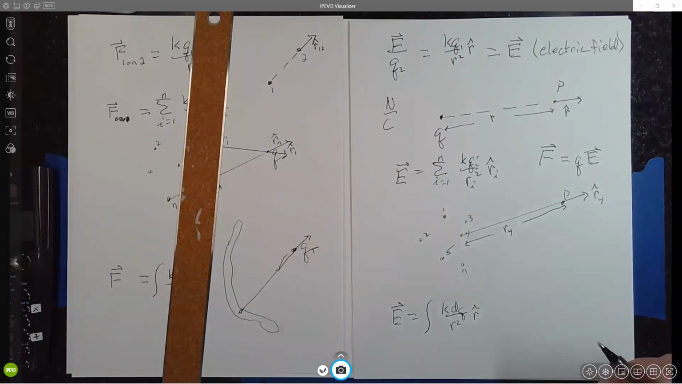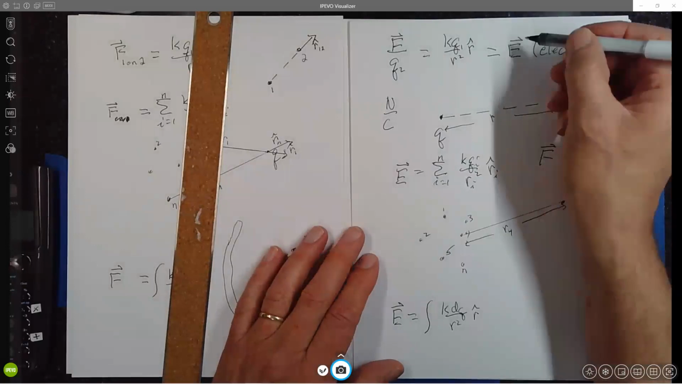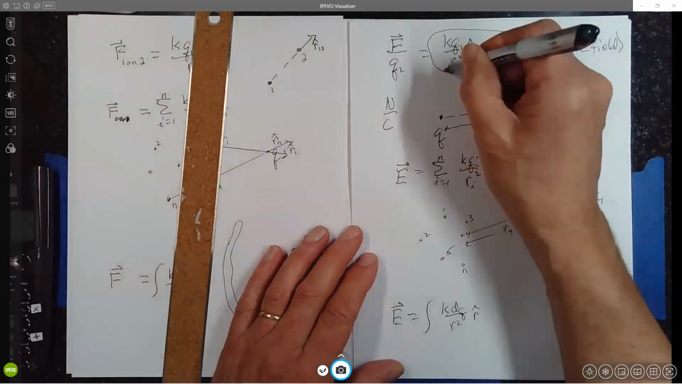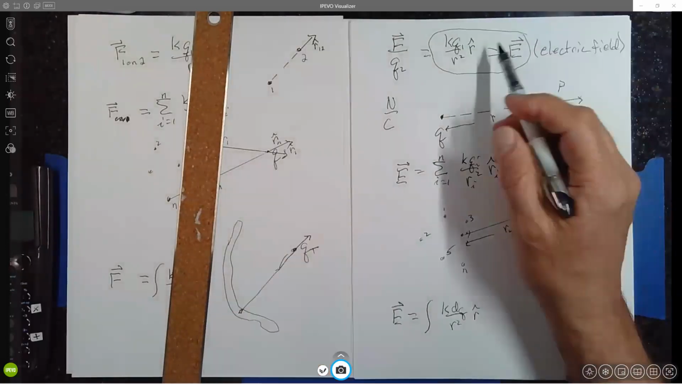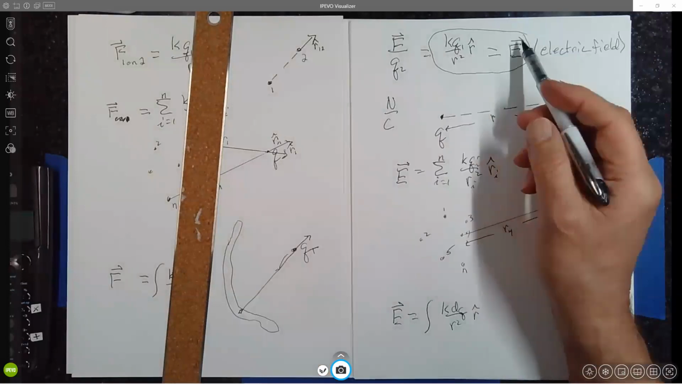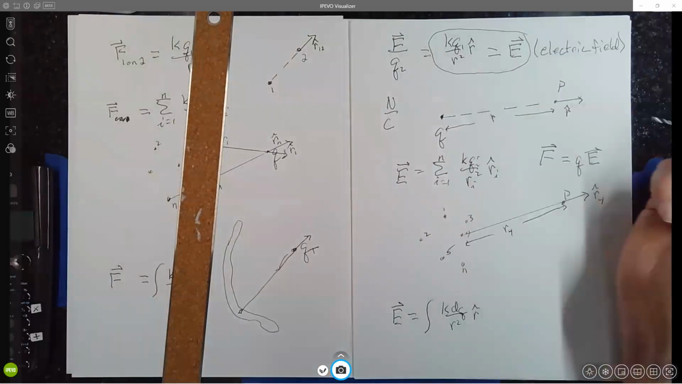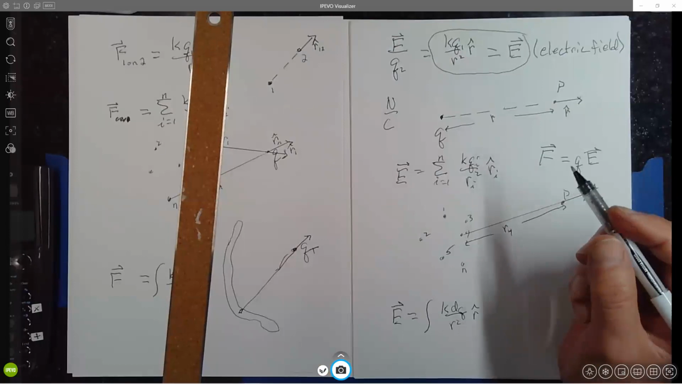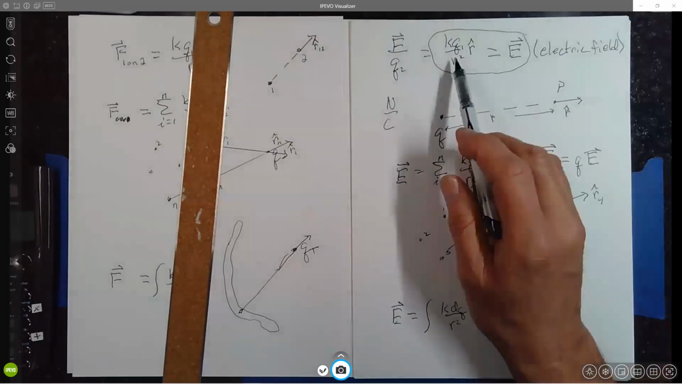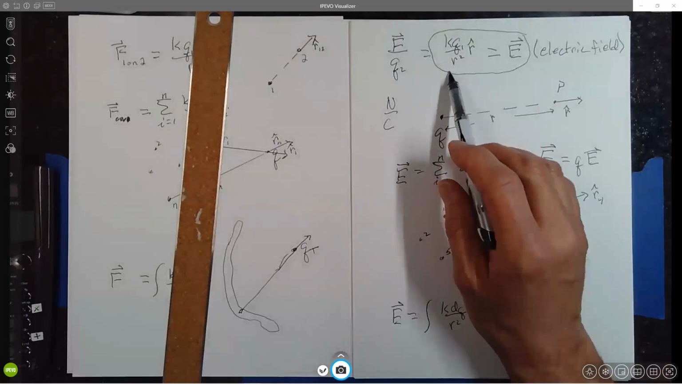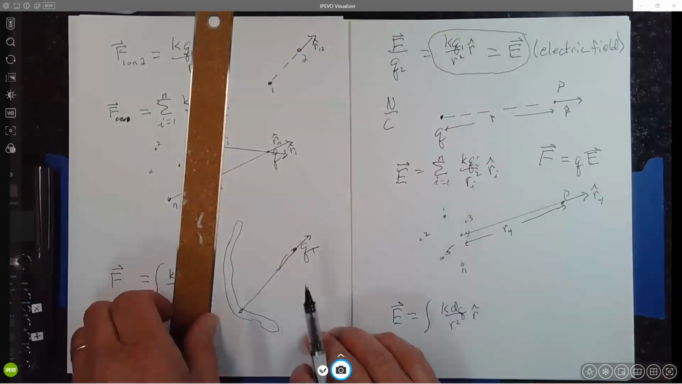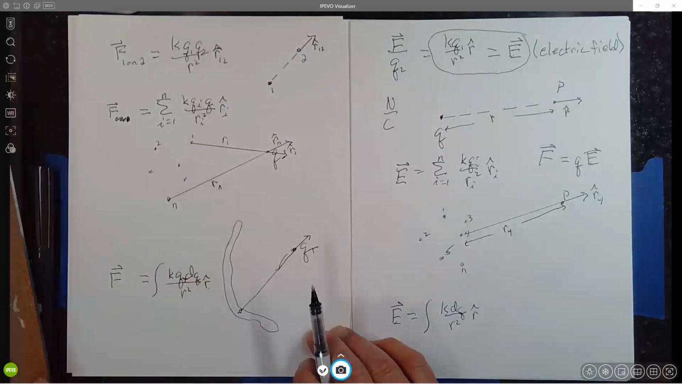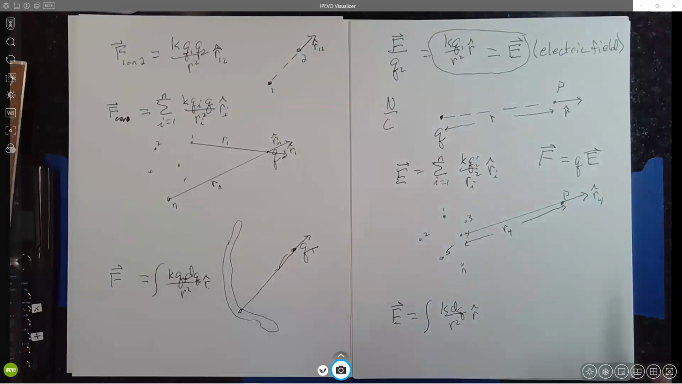An important thing about the electric field for a point particle is that it points either radially away from the particle or radially inward toward the particle, and it drops off as 1 over r squared. So that's something to keep in mind. It's an important concept for this.